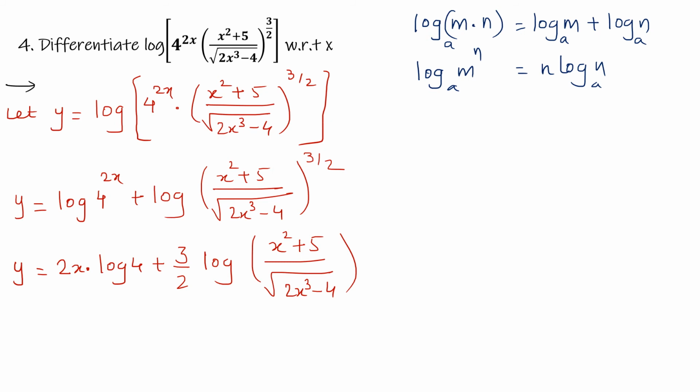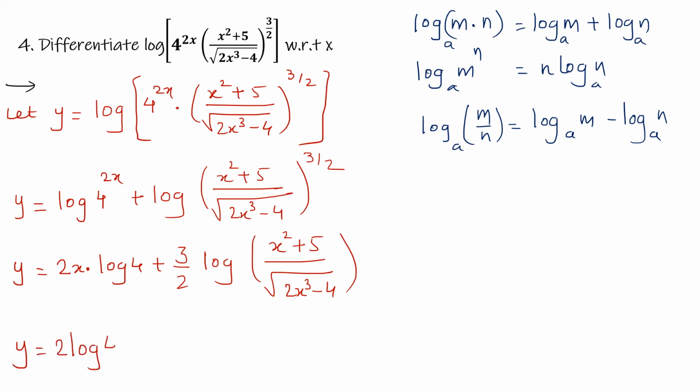In the next step, I am applying another formula of logarithms: log of m by n to some base can be written as log of m to the same base minus log of n to the same base. In that case, this becomes y is equal to 2 log 4 into x plus 3 by 2.